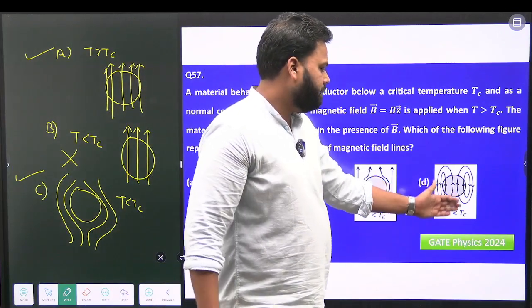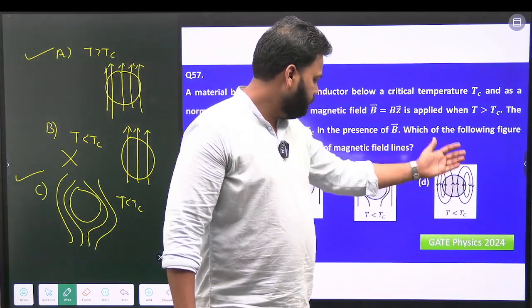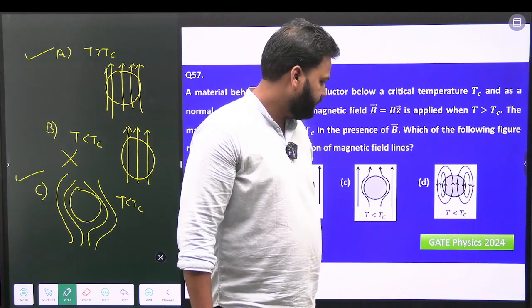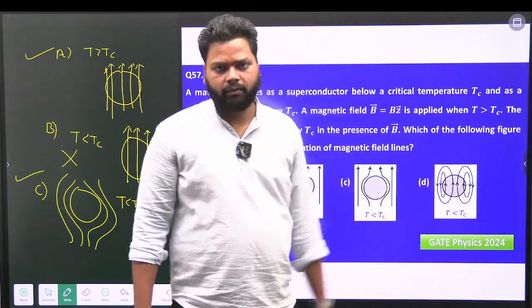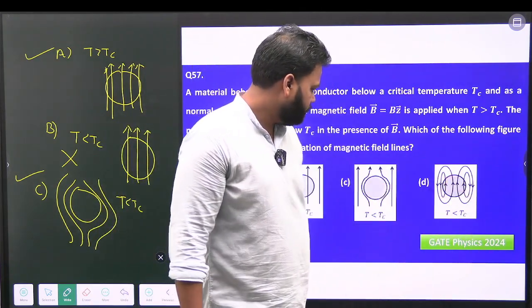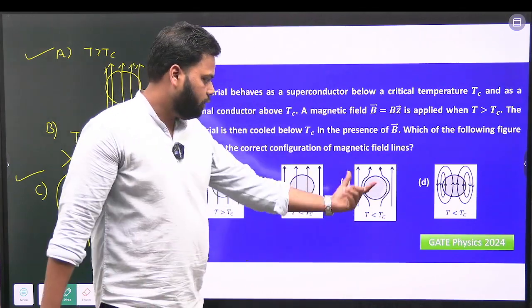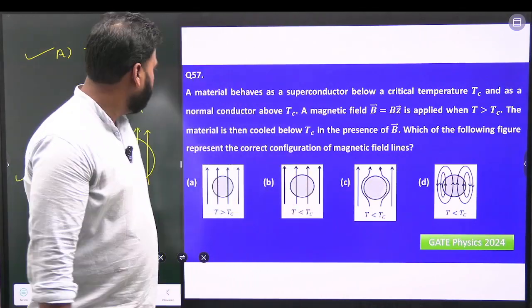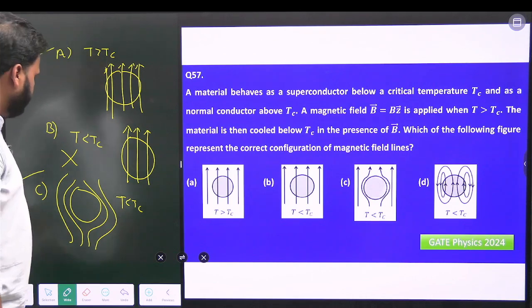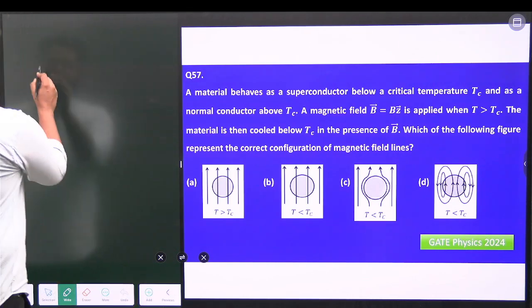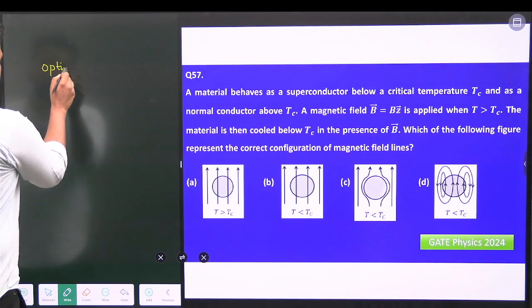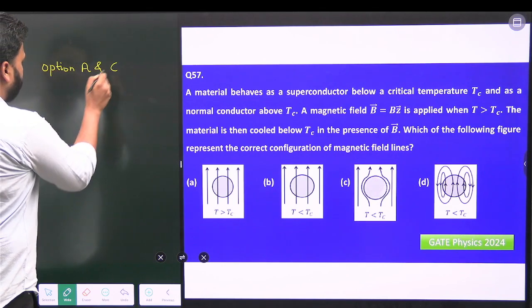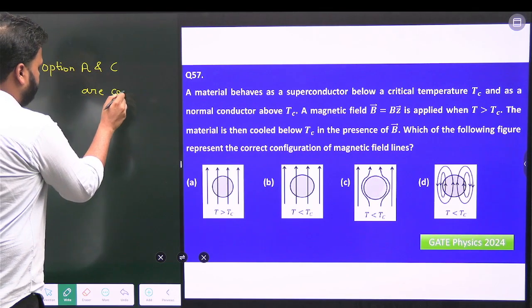Option D is saying the magnetic field lines make a closed loop at a temperature less than the critical temperature, which is not going to be the case in a superconductor. So options A and C are the correct options, and since this is a multiple select question, we can say that options A and C are correct.